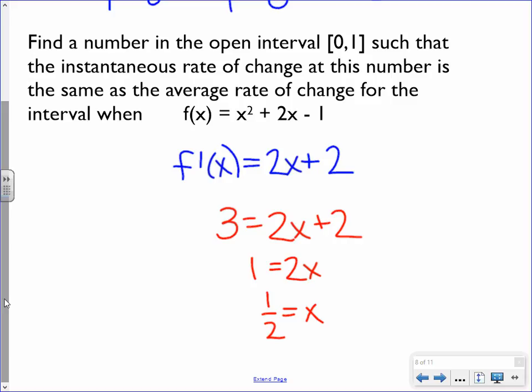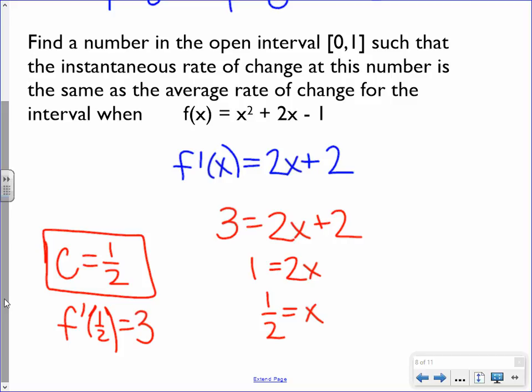Which is at 1/2. Is 1/2 between 0 and 1? Good. Okay. So our C value is 1/2 because the derivative at 1/2 is 3. Slope between 0 and 1.